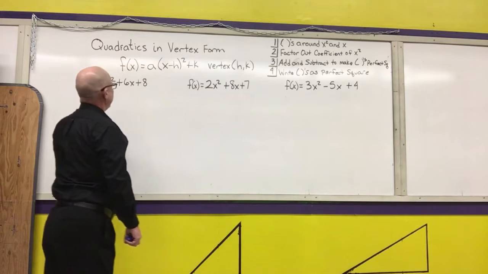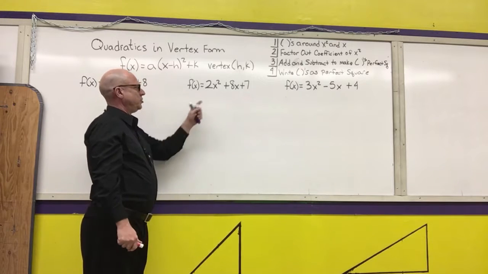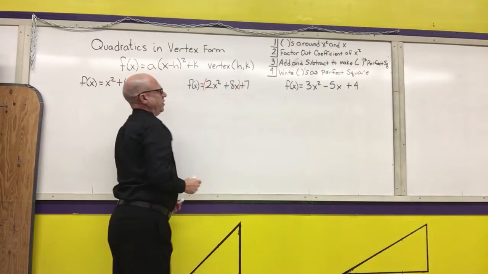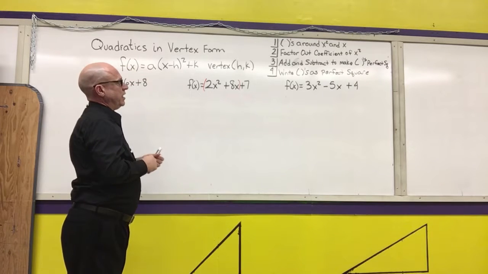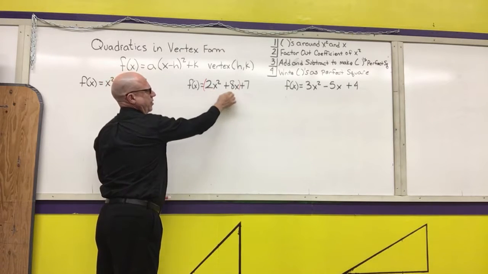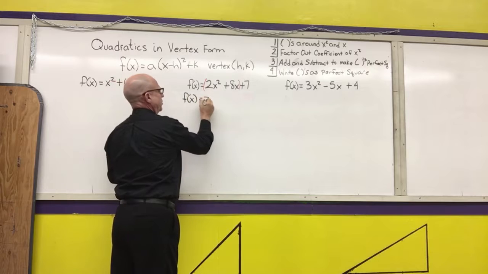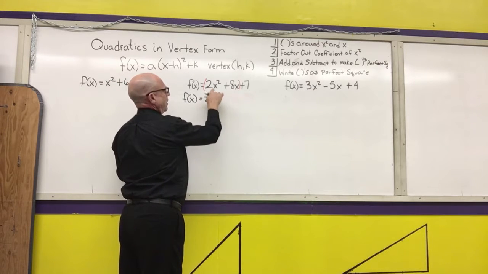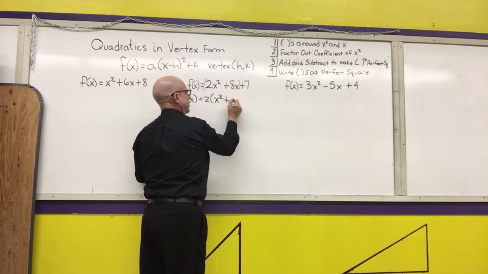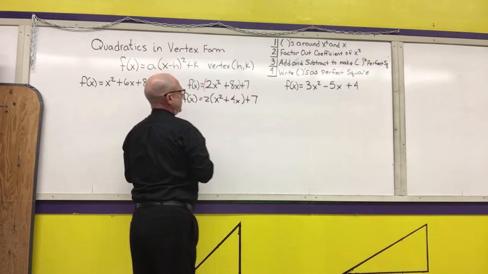So I'm going to do 3 examples, and I'm going to do those 4 steps using the 3 examples. So starting with the first example, 2x squared plus 8x plus 7. The first step is to put parentheses around the x squared and x terms. Step 2, factor out the coefficient in front of the x squared. I have a 2 in front of the x squared, so I want to factor a 2 out of these 2 terms. And that gives me f of x equals 2 times the quantity of 2x squared divided by 2 is x squared. 8x divided by 2 is 4x. And the 7 stays alone.